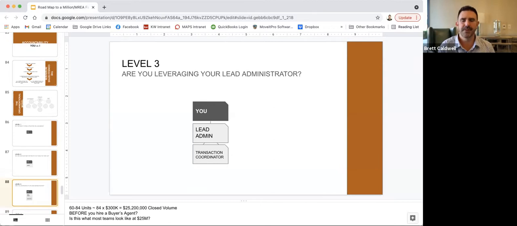Level 3. This is really when you add that second assistant or that transaction coordinator, right? Notice there's not a buyer's agent here. Most agents try to start with hiring a buyer's agent because they think that brings them money, and it doesn't necessarily bring you money. It brings you commission splits, which ultimately, if you're trying to maximize your net income, this is best practice. Taking on a second assistant before you ever bring on a buyer's agent.